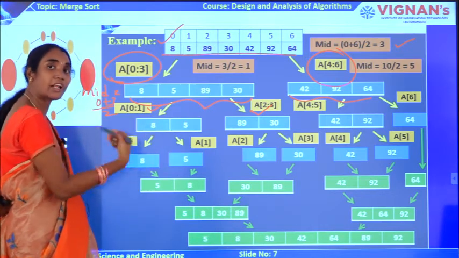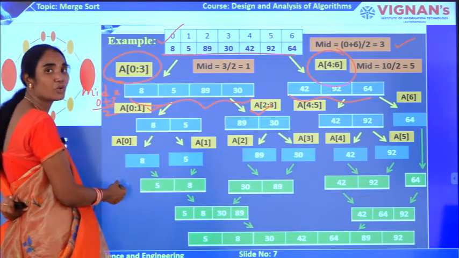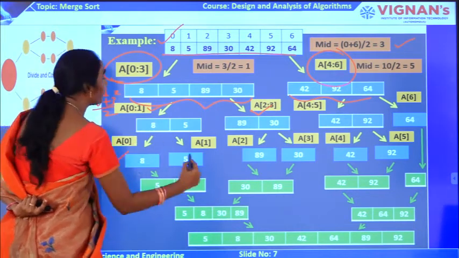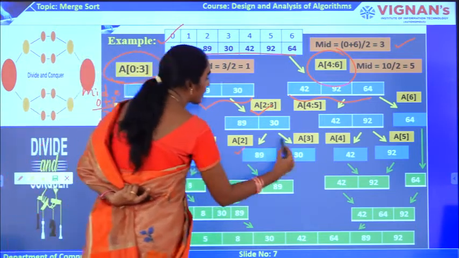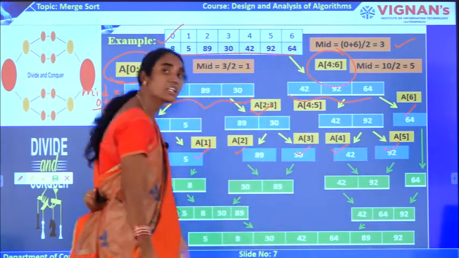That is nothing but again I have to find out the mid position. That is 0 plus 1 by 2, which is 0. So a of 0 to 0 is one list and a of 1 to 1 is another list. So likewise I need to divide until I have only single elements in each sublist.